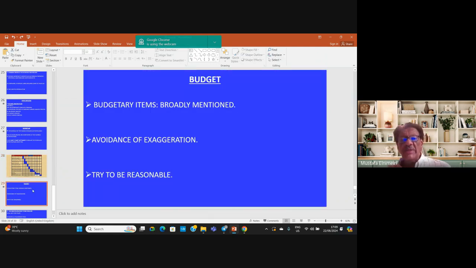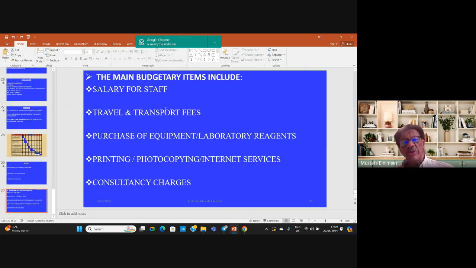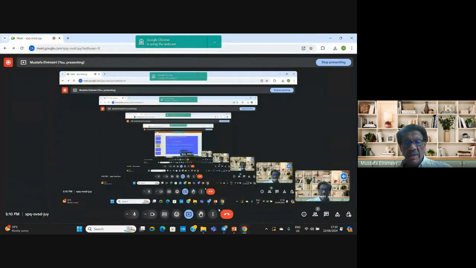Now we come to the budget. It's important to include a reasonable budget for the research, and we have to include the budgetary items broadly. It is better to avoid exaggeration in budgetary items and to be as reasonable as possible. For example, the main budgetary items include salary for the staff, travel and transport fees, purchase of equipment and laboratory reagents, printing, photocopying, and internet services, consultancy charges, etc. These are very important to include as budgetary items.